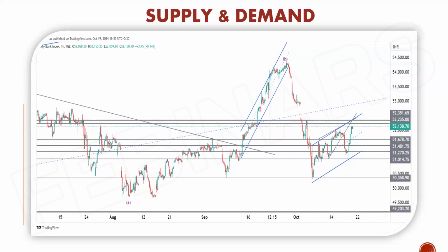Again, at the same area where the support was taken, a hammer candle has formed and the bounce has come. And similarly, once the area of confluence breaks, in the zone marking process we are seeing the price action area of confluence.